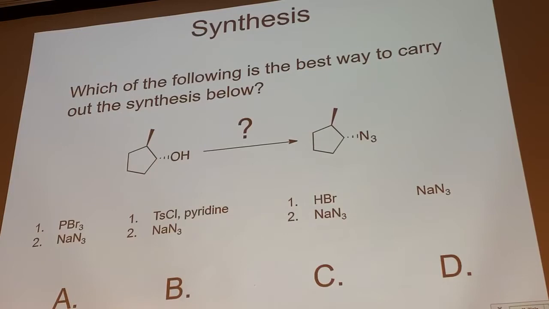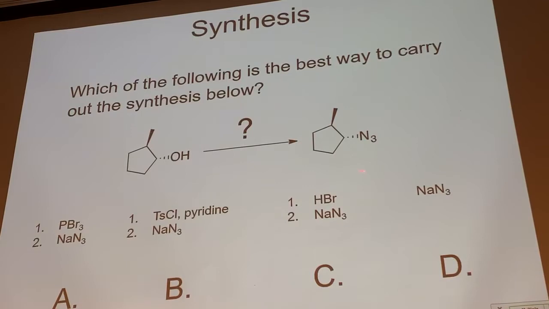All right, so there was a lot of debate between a couple of choices here. So let's go through this. So our starting material is trans. The OH and the methyl group are trans to each other. And in our product, the methyl group and the azide are also trans to each other, okay? So let's think backwards. If we're going to make this azide, we're going to have to perform a substitution reaction, and if we want to control the stereochemistry, it's best to do an SN2 reaction, okay?